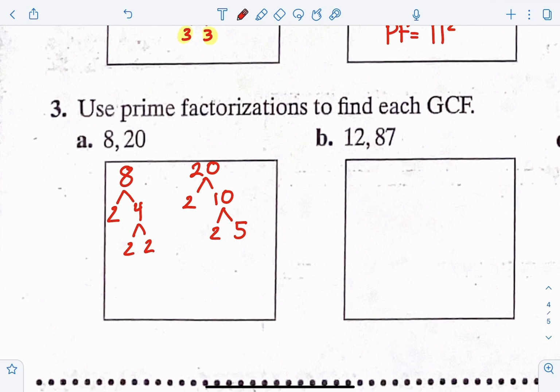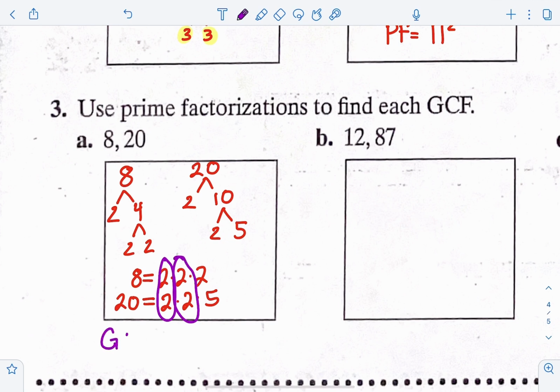Okay, then we're going to say 8 equals 2 times 2 times 2. And 20 equals 2 times 2 times 5. And we can circle, what do they share? They share this set of 2's. They share this set of 2's. So the GCF is going to equal 2 times 2. This set of 2, I brought 1 down. This set of 2, I brought 1 down. GCF equals 4. So the greatest common factor between 8 and 20 is 4.